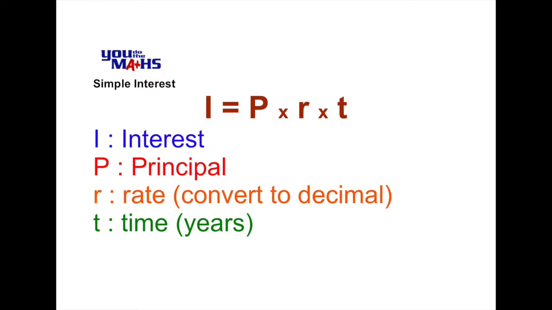R refers to the interest rate, which is actually expressed as a percentage, but in the formula we have to convert it to a decimal. And T is the time for the duration of the loan or the investment, and T needs to be expressed in years in this formula.